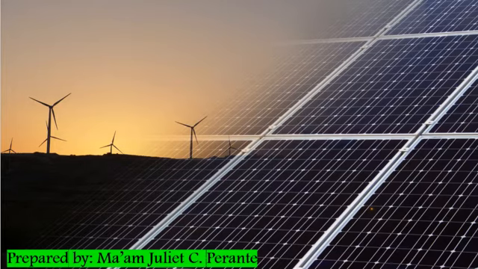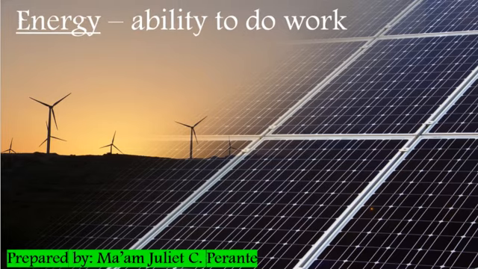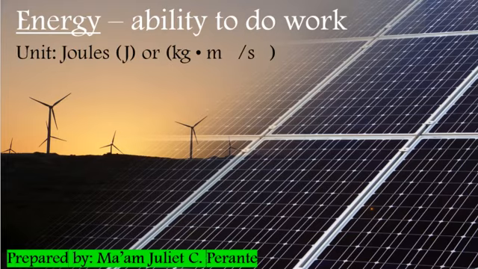Energy is part of our everyday living. We need energy to work and perform our daily tasks. Energy in science is defined as the ability or capacity to do work. We can get energy from the nutrients of the food that we eat every day. Energy is described using the unit joules, and the symbol for joules is J. A joule is also equivalent to kilogram meter square per second square.